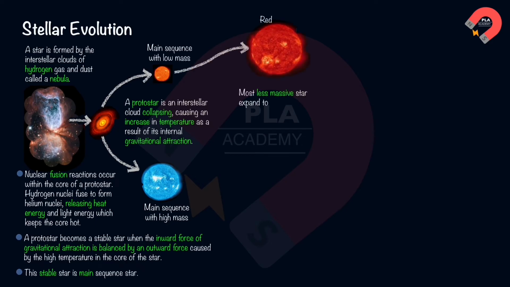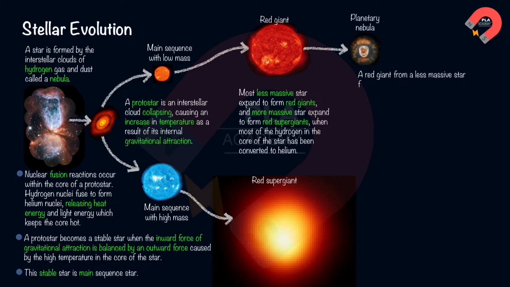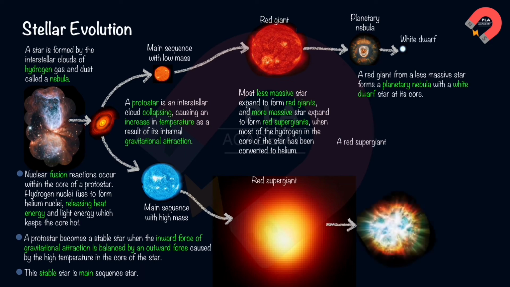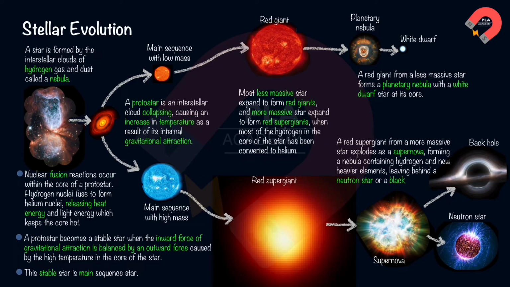Most less massive stars expand to form red giants, and more massive stars expand to form red supergiants, when most of the hydrogen in the core of the star has been converted to helium. A red giant from a less massive star forms a planetary nebula with a white dwarf star at its core. A red supergiant from a more massive star explodes as a supernova, forming a nebula containing hydrogen and new heavier elements, leaving behind a neutron star, or a black hole at its center. The nebula from a supernova may form new stars with orbiting planets.